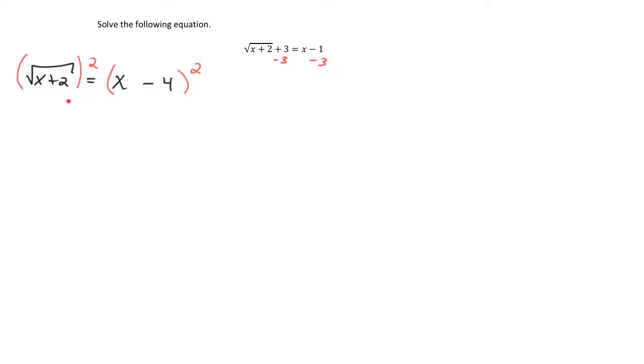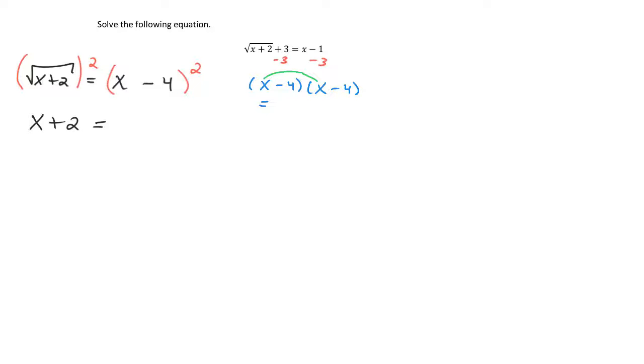This side, the left side, simplifies very nicely. The square root and the squared cancel, and we're left with just x plus 2. On the right side, we're squaring x minus 4. And I want to be a little bit careful here, so I'm going to do this off to the side. x minus 4 squared means x minus 4 times x minus 4.